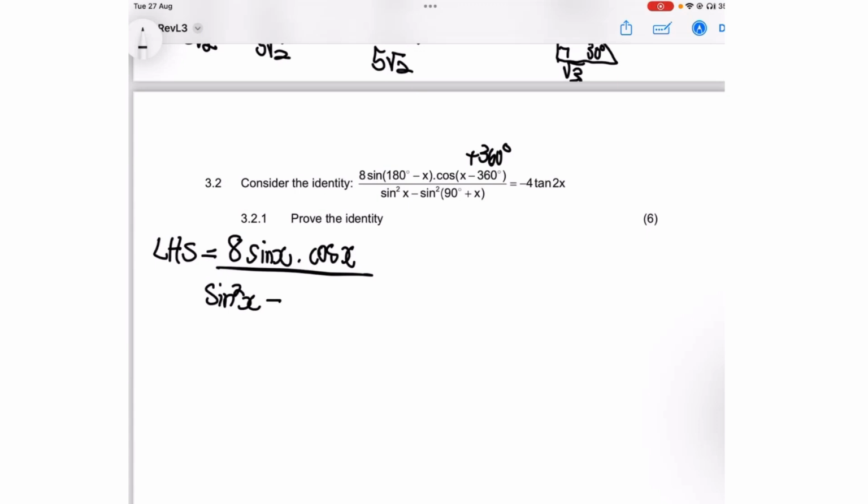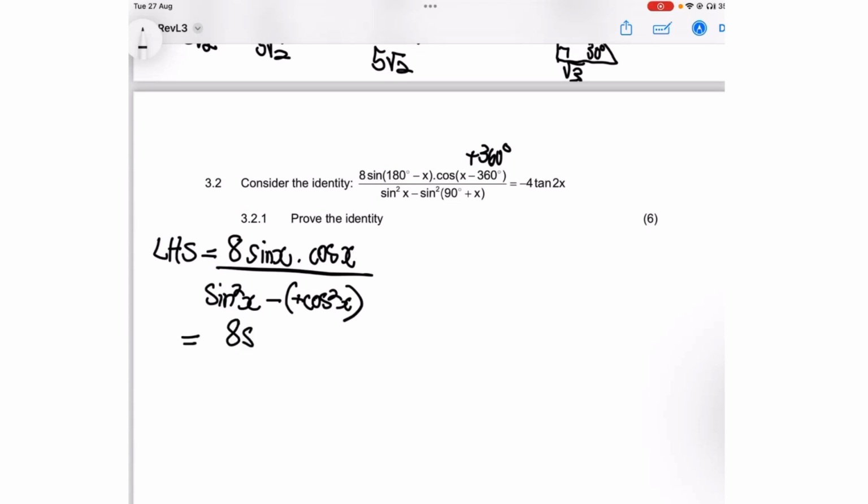Now, because there is 90 plus x, right? And it's 90, then sine changes to cos as a cofunction. So that will be, because sine is positive in the second quadrant, right? It's going to be what? It's going to be positive cos squared x, right? And again, because it's positive and it's squared, it will definitely be positive, right? So it's going to be positive cos squared x, right? That's what we're focusing on.